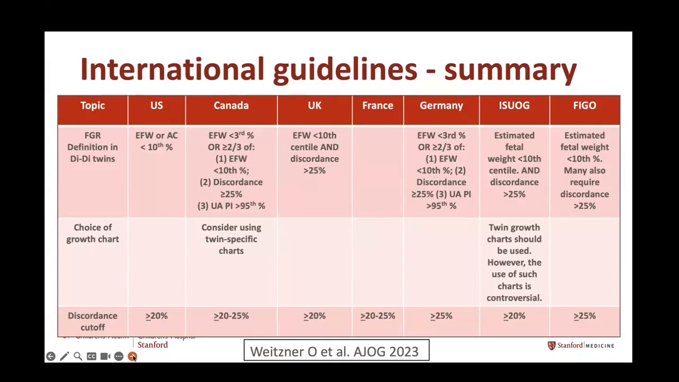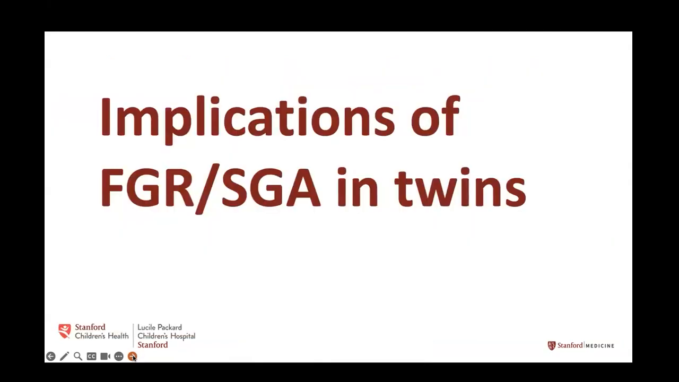And if you look at the lowest row there, I included the discordance cutoff. You can see that different societies in different countries use different cutoffs to raise their antennas. I also included individual guidelines from these countries, and you can see differences in the definition of FGR and dichorionic or monochorionic twins. And so really, really murky.